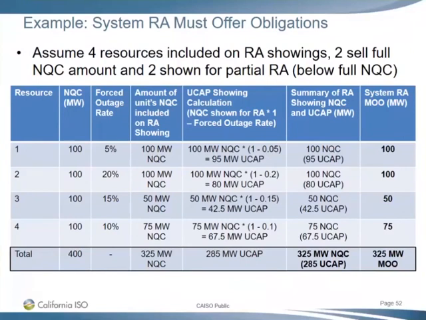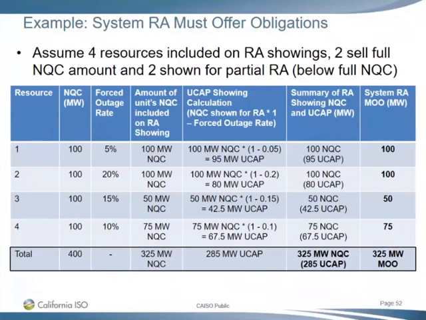They all have different forced outage rates. Resource 1 has a 5% forced outage rate, Resource 2 has a 20% forced outage rate, 3 has a 15%, and 4 has 10%. Also, as I mentioned, Resources 1 and 2 show the full NQC amount of 100 megawatts, and Resources 3 and 4 show a partial. So Resource 3 shows 50, and Resource 4 shows 75 megawatts.